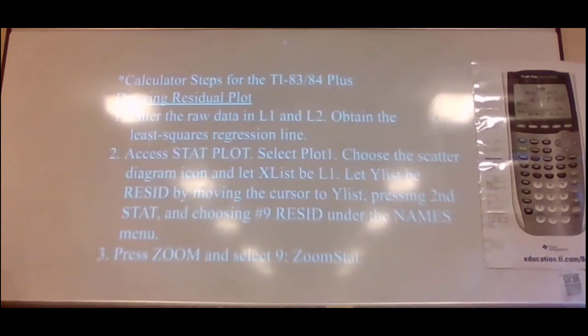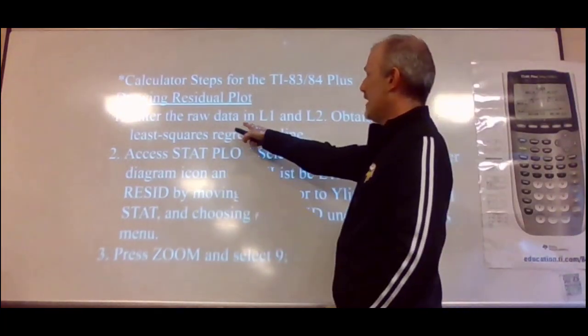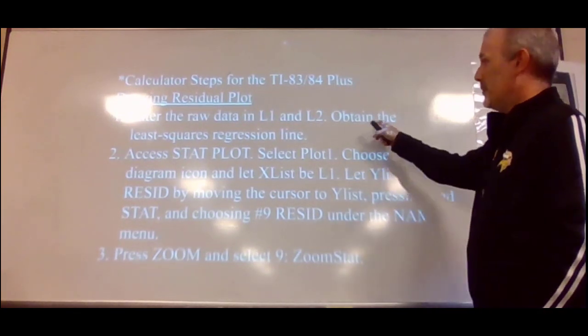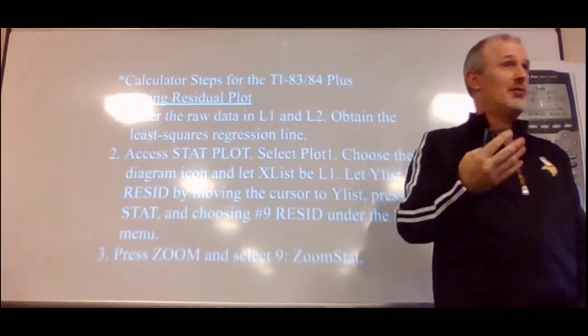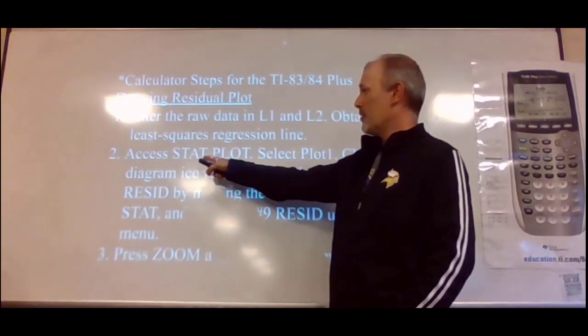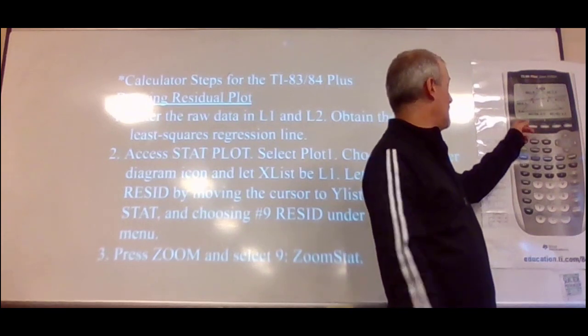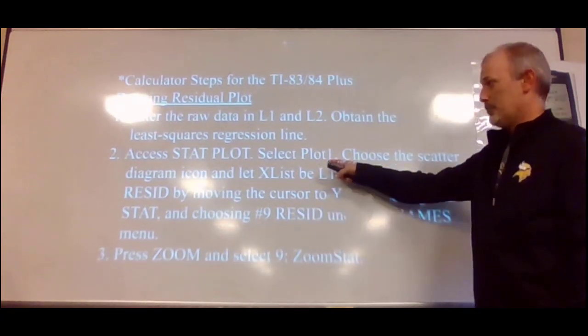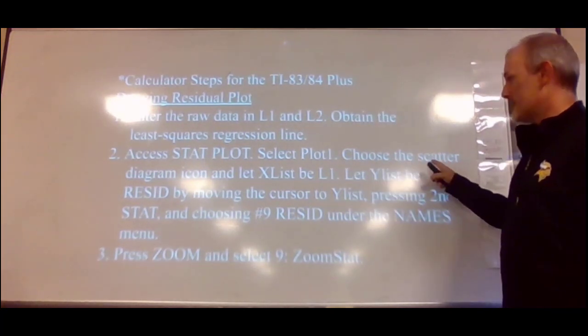All right, so here's how we do a residual plot, and you'll see that it's going to be kind of similar to what we did last week with the stat plots. So first of all, we're going to enter our raw data in L1 and L2, just like we did last week. Then we obtain our least squares regression line, just like we did last week. So we did all that stuff last week. Then we're going to go to stat plot, which was this one up here, which, again, we did that last week. Okay, select plot 1, which we did last week, and here's where it starts to get different.